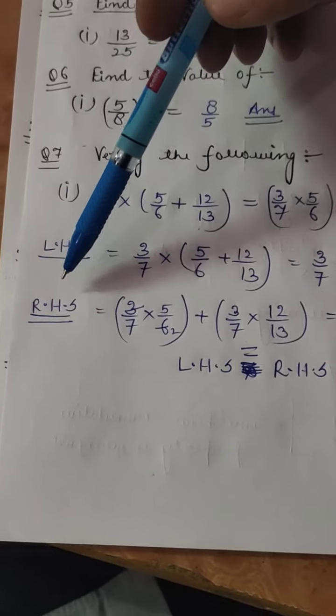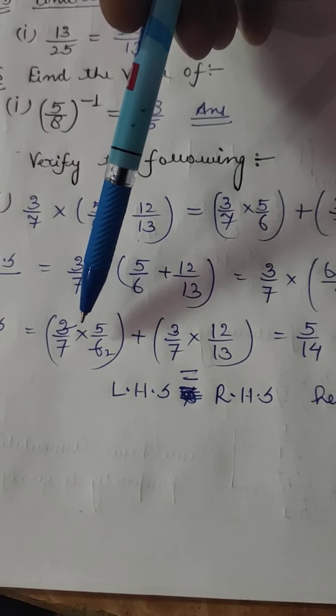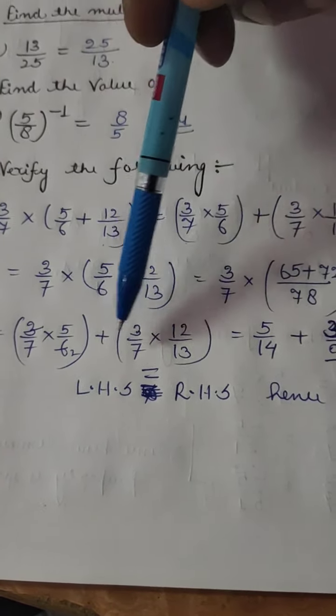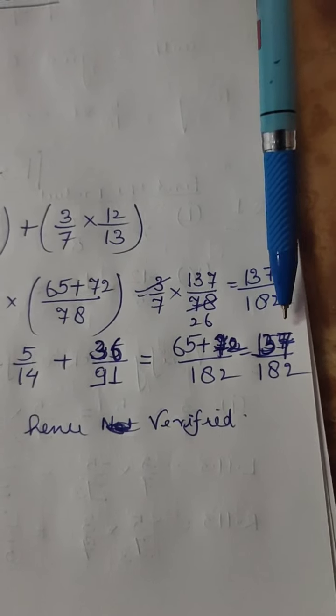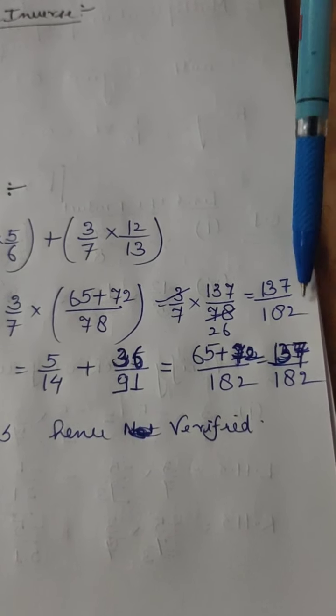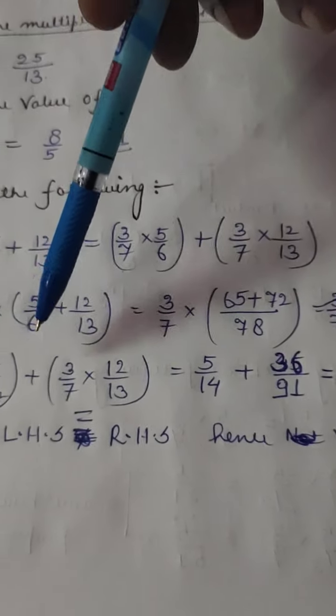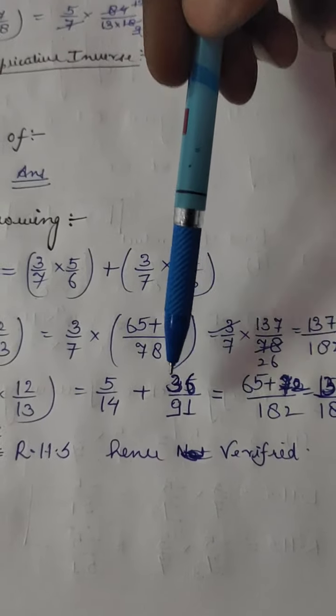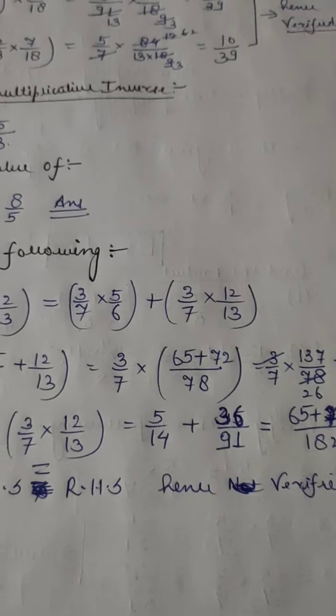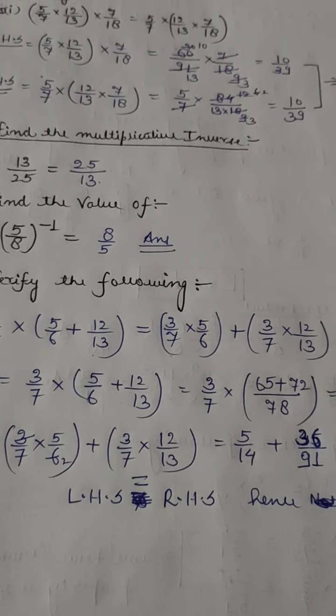Now you pick RHS. RHS you have solved both, then you get the answer 137 by 182. So both the answers are coming out to be the same. Hence LHS is equal to RHS and the question is verified. This is the completion of exercise 1D.